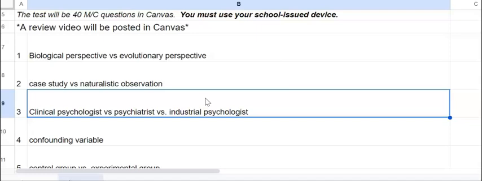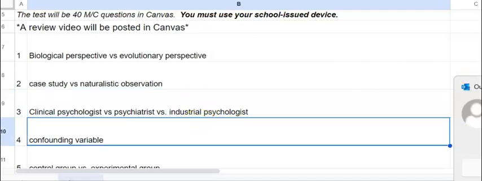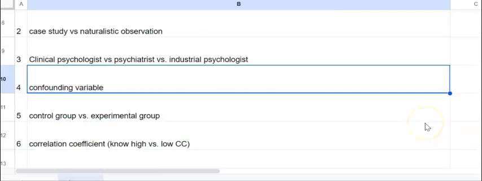And an industrial psychologist does not treat patients, but rather applies psych principles to the workplace. Number 4, a confounding variable is any extraneous variable in addition to the independent variable that has the potential to interfere in an experiment. So if you can catch it ahead of time, an extraneous variable becomes a controlled variable, but if not, it's confounding.